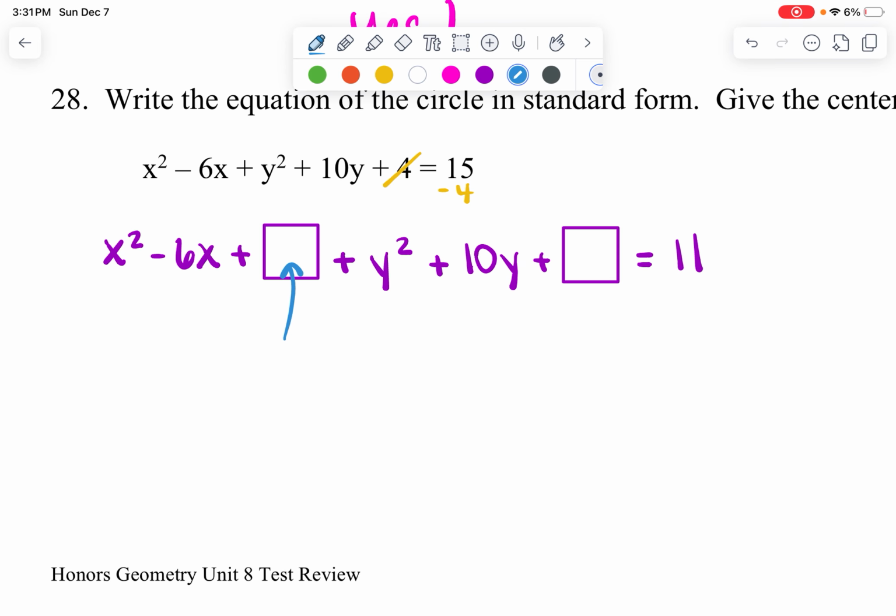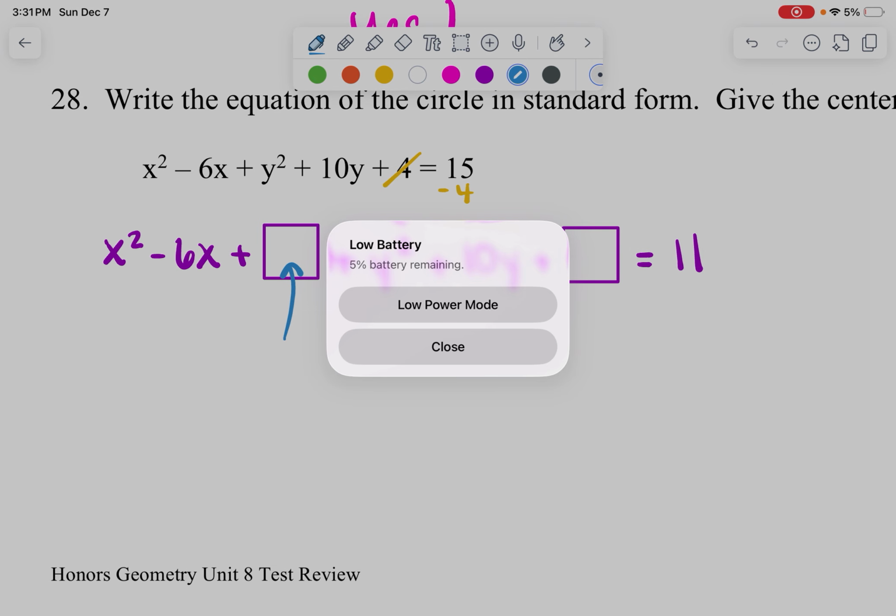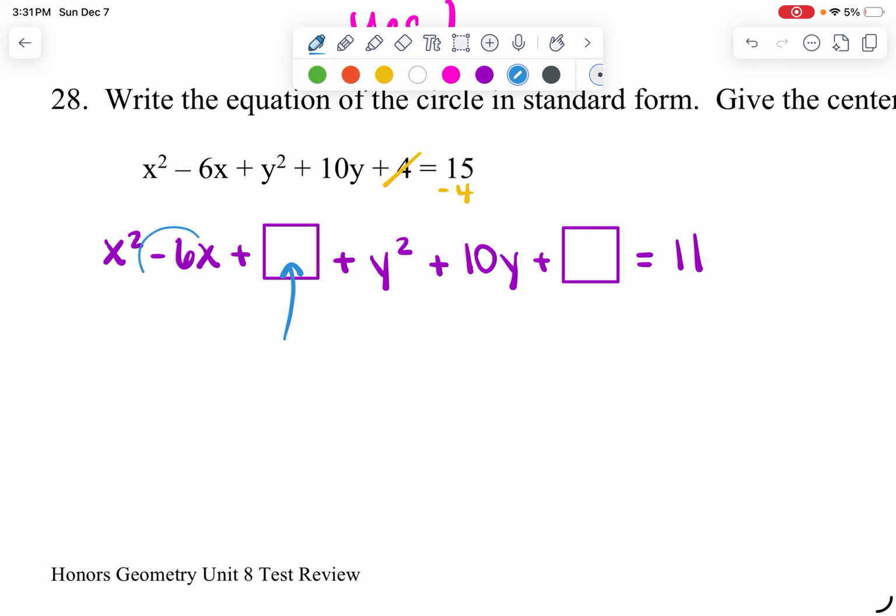So remember, the number that completes the square, you look at your b term. I'm going to take half the b, which would give me -3, and then square it, and that gives me 9. And then I'm going to take half of 10, which is 5, and square it, which gives me 25.